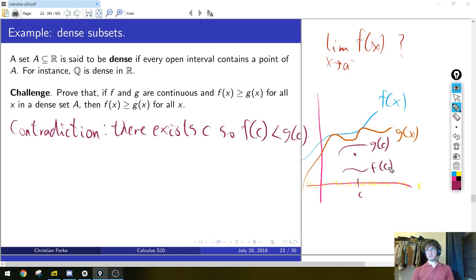Now we should use the same strategy where we apply continuity to find an interval where this inequality is true. Right now we know that this is only true at a point c, f is smaller than g at a point. How do we use continuity to find an interval where this inequality is true?